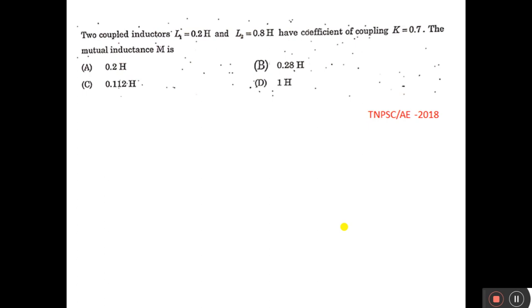This question: two coupled inductors L1 equal to 0.2 Henry, L2 equal to 0.8 Henry have coefficient of coupling K equal to 0.7. The mutual inductance is option A 0.2 Henry, option B 0.28 Henry, option C 0.112 Henry, option D 1 Henry. This was also asked in TNPSC Assistant Engineer in the year 2018.